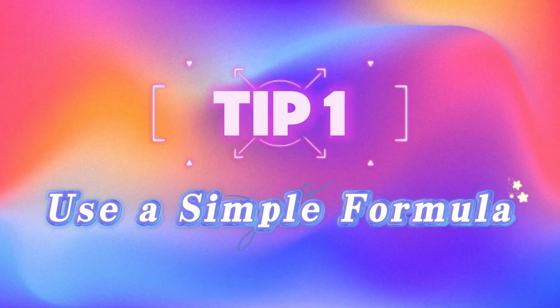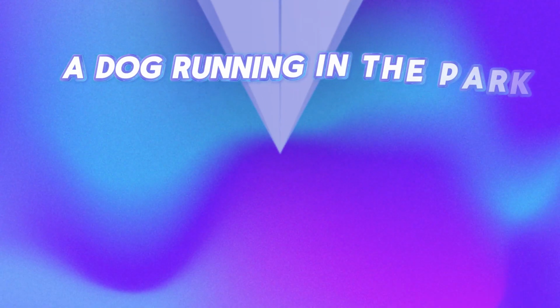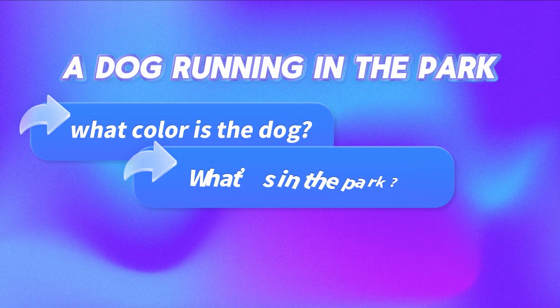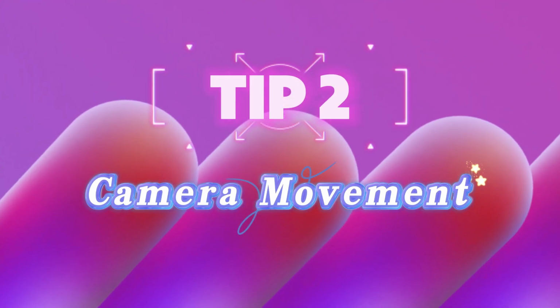Tip 1. Use a simple formula. Start with a basic structure. Subject plus scene plus movement. For example, a dog running in the park. Add more details. What color is the dog? What's in the park? How is it running? This is the foundation.